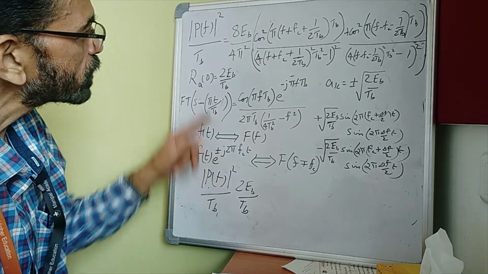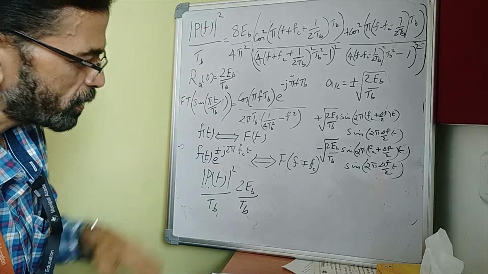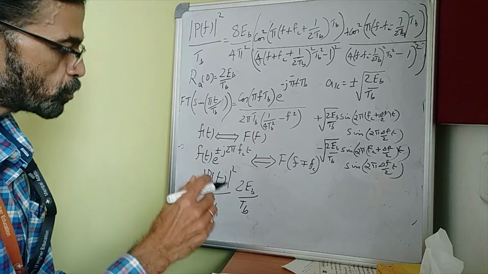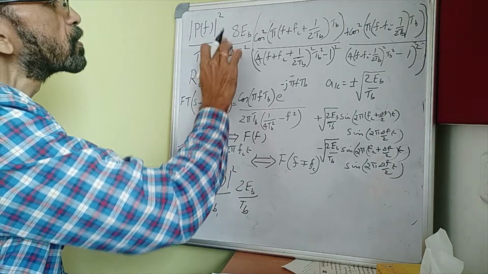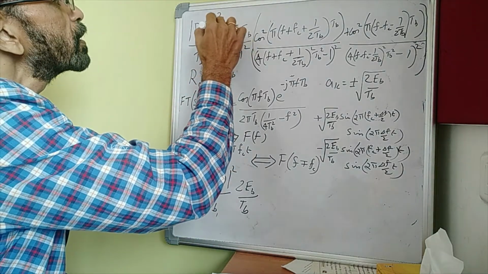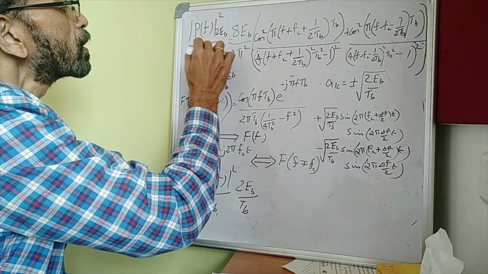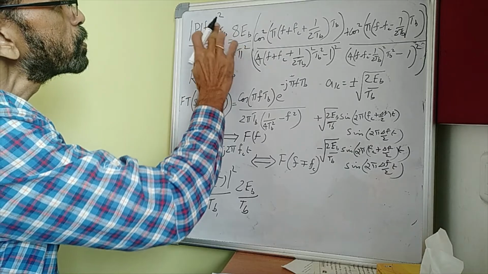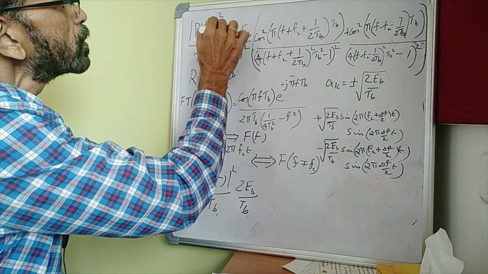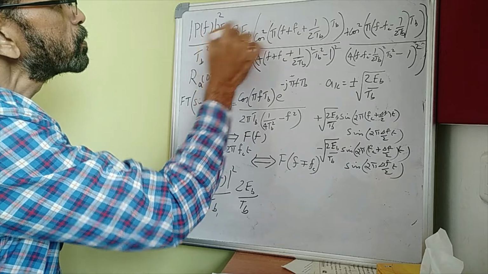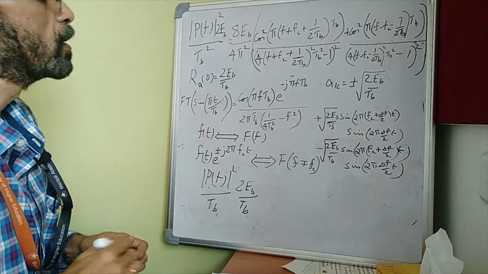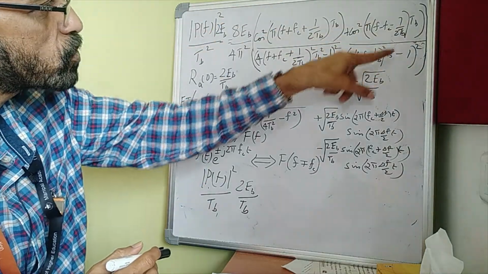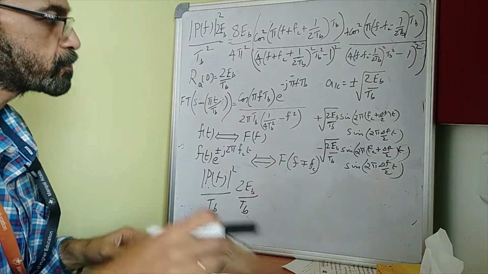It is this that we have here and not |P(f)|^2 by Tb. So I should say that |P(f)|^2 by Tb into 2Eb by Tb is this. Please verify this is equal to this. This is squared, this is 2Eb into 2Eb into 2Eb is this. Please verify that. So this is the power spectrum of this part.